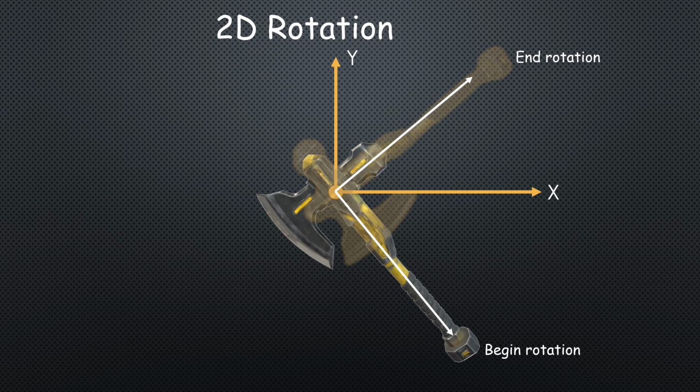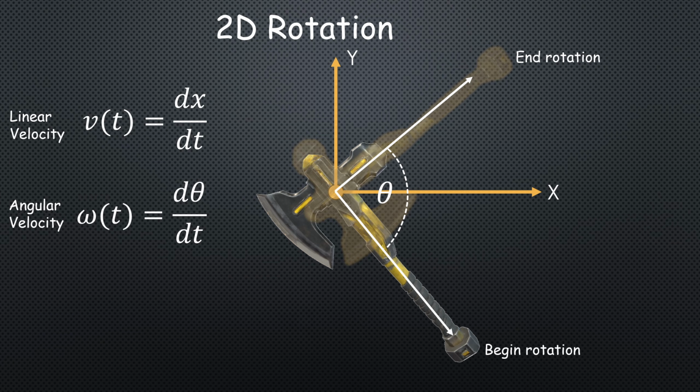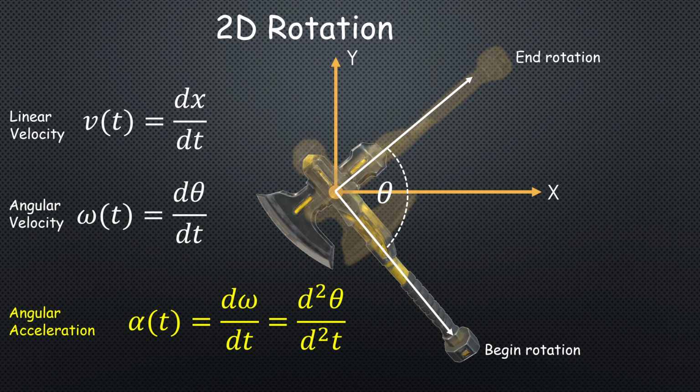We can create a two-dimensional coordinate system with the origin placed on the center of mass. We represent the angle of rotation as theta. Velocity in linear kinematics is the change of position over time, so the angular velocity is the change of theta over time. We represent it as omega and write it as a derivative as follows. The angular acceleration is the change of the angular velocity over time. We represent it as alpha and write it as a second derivative as follows.